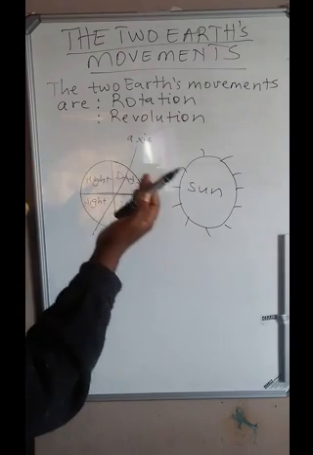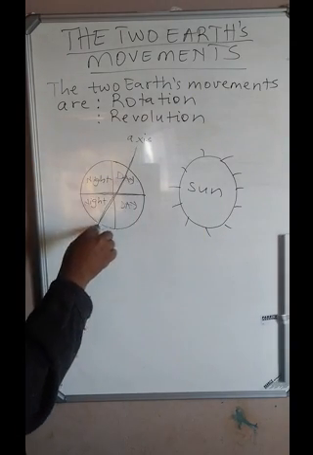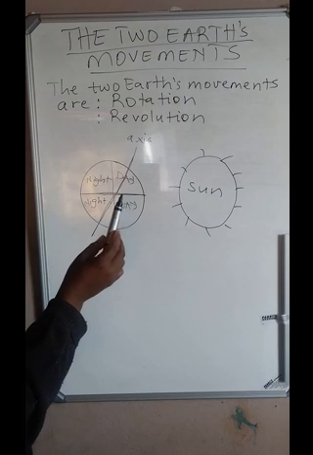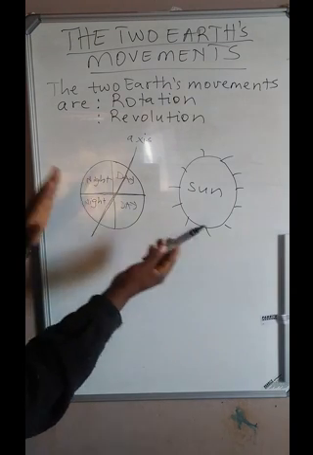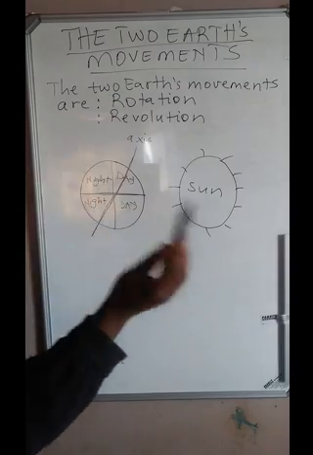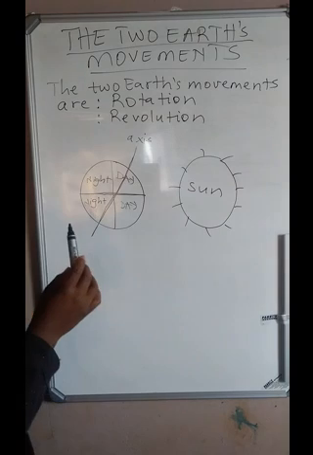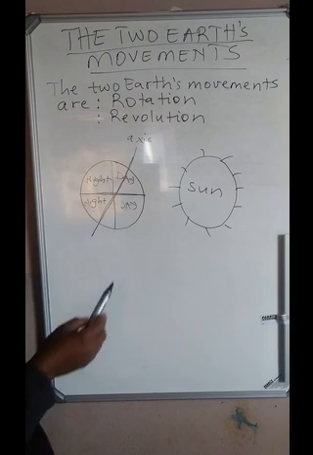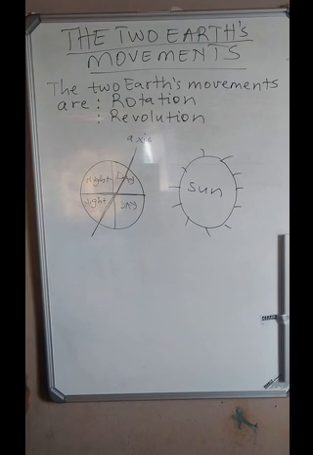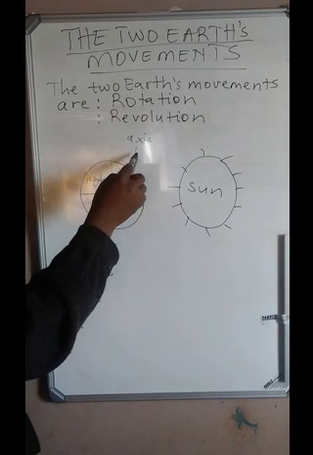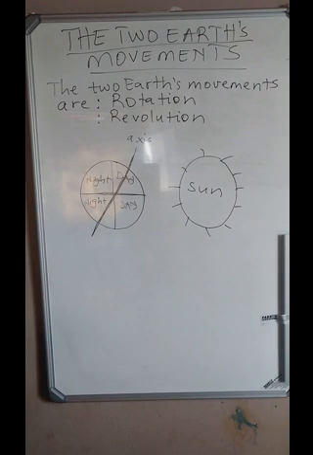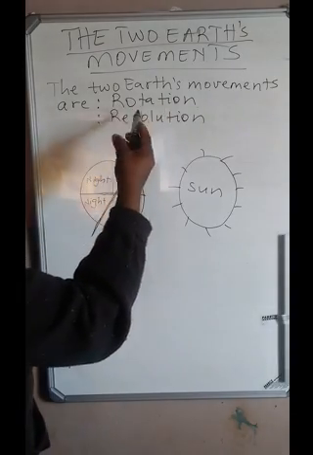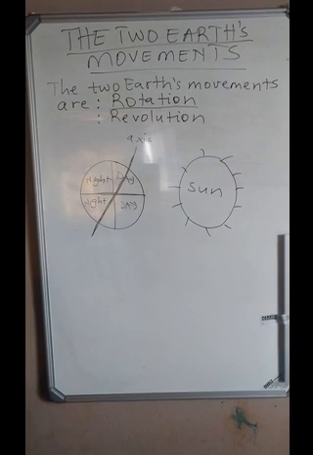As the earth is rotating on its axis, the people here are also going to be on this side, because the earth is rotating from west to east, like that. So when some areas on earth are experiencing day, other areas are experiencing night. When the earth spins on its axis, giving us day and night, we call that movement of the earth rotation.